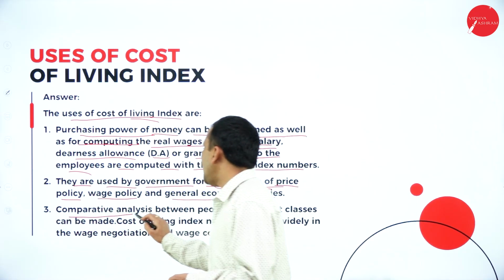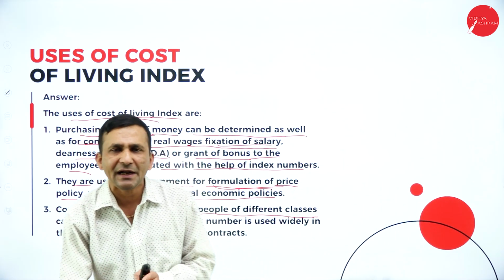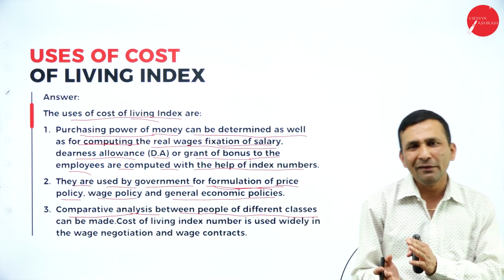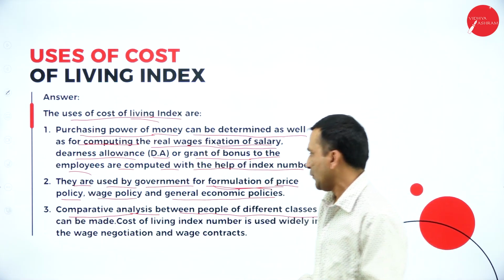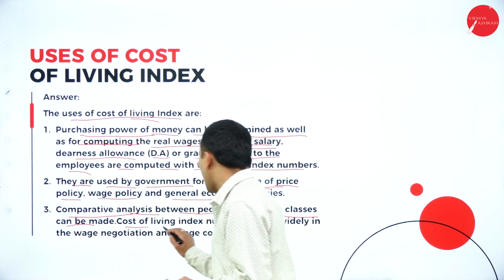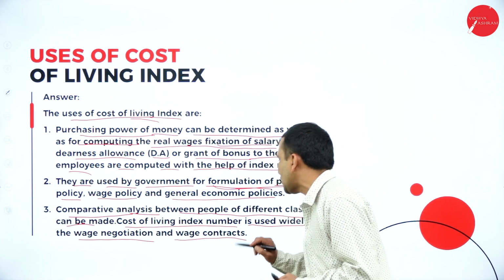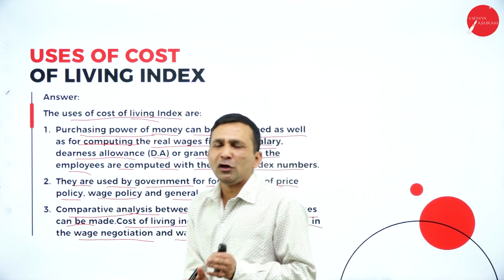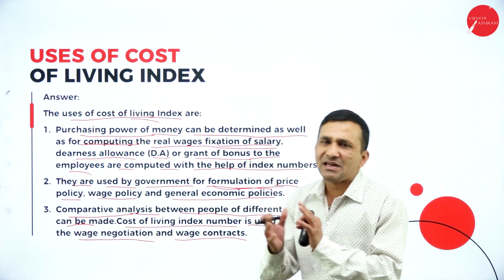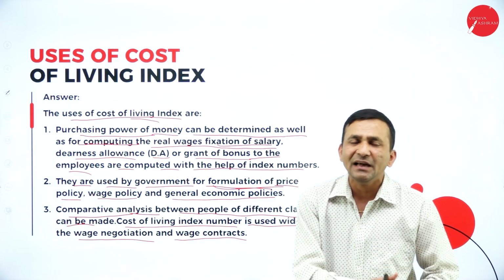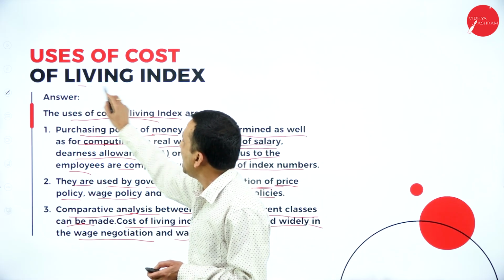Third one, comparative analysis between people of different classes, because under social class we are identifying high level, middle level, low level. So at the time of comparison analysis, the index number is very useful. The cost of living index number is used widely in wage negotiation and wage contracts, because blindly they cannot fix the wage; it is based on the index, based on the living city. The government as well as the factory or company decide wages, so the living index is very important.